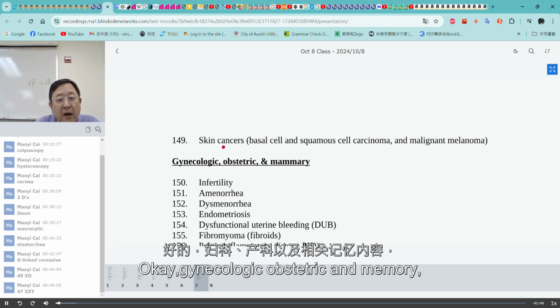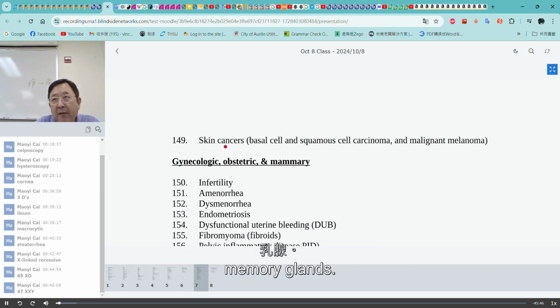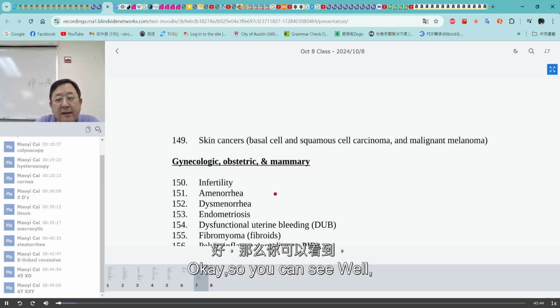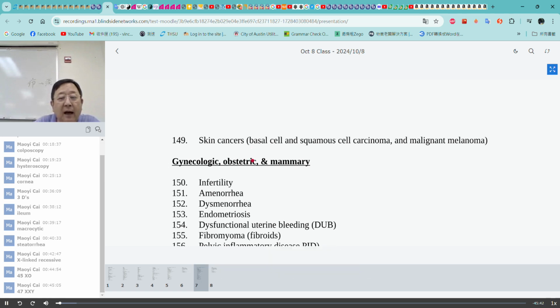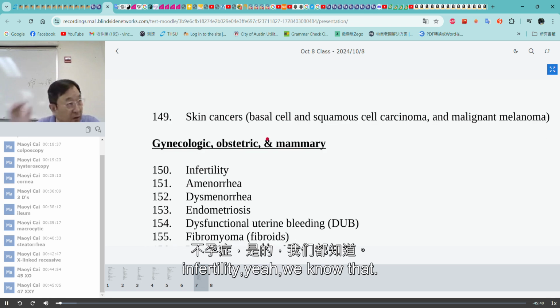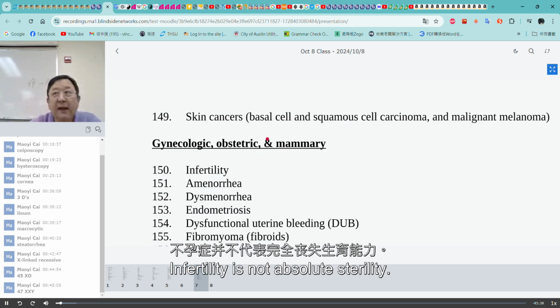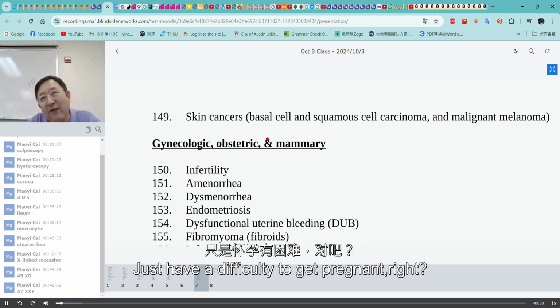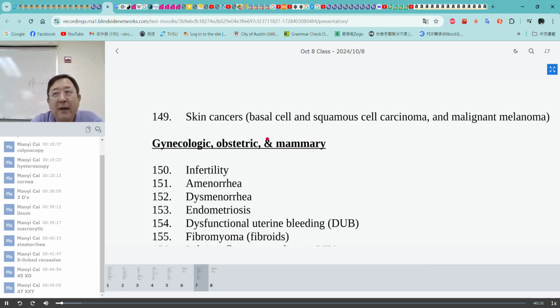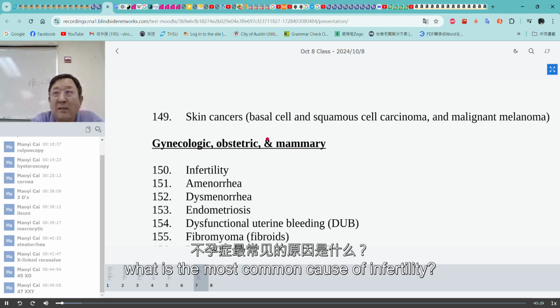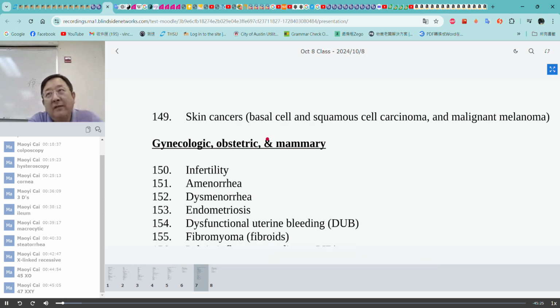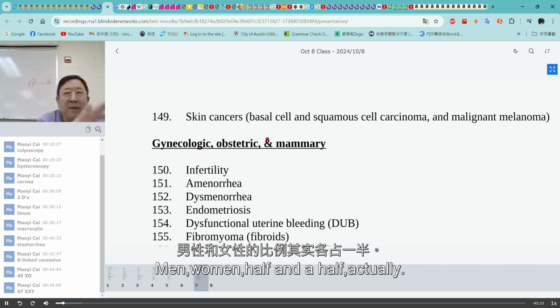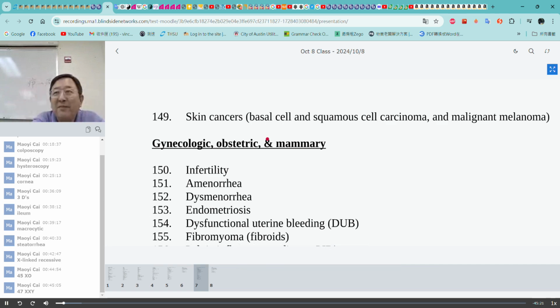Okay, gynecologic, obstetric, and mammary glands. Infertility: we know that infertility is not absolute sterility, where you cannot have a baby at all. You just have difficulty getting pregnant, right? And if they ask you what is the most common cause of infertility, it's men and women, half and half actually.